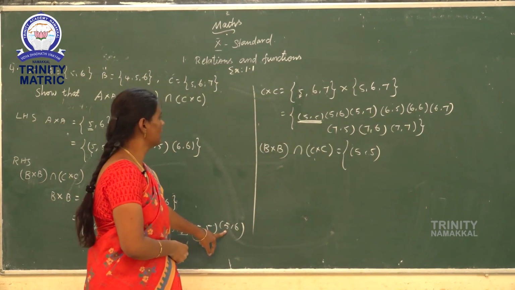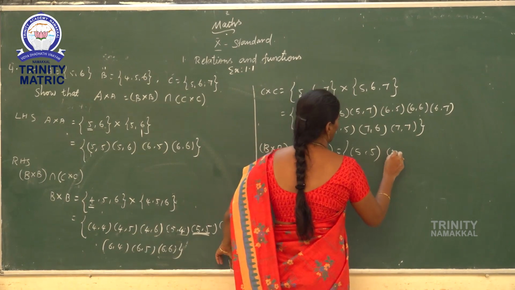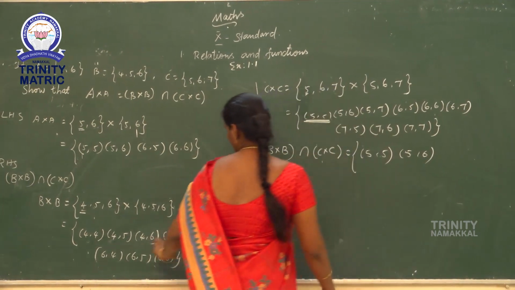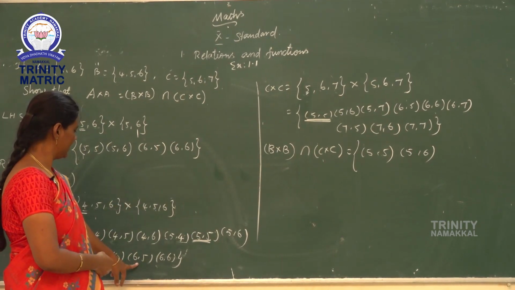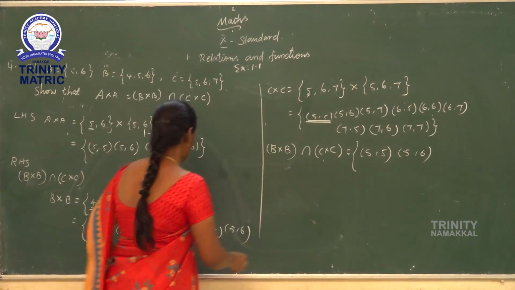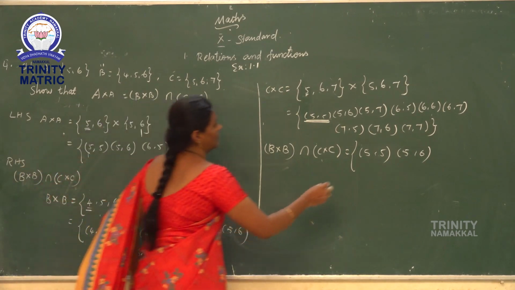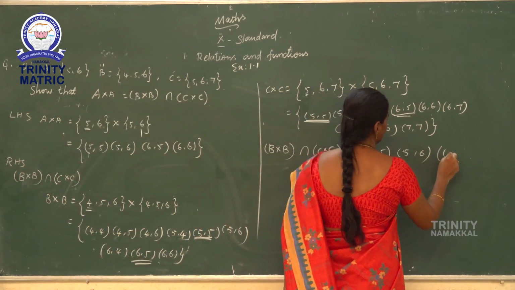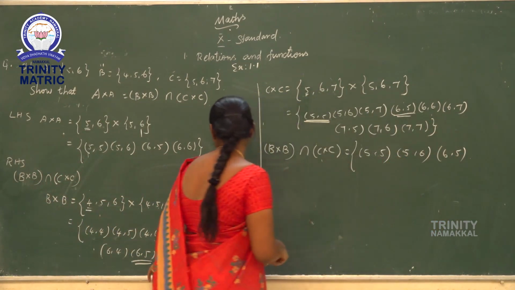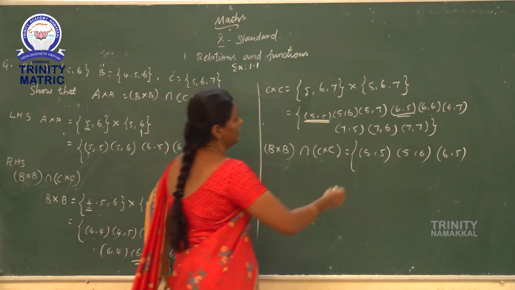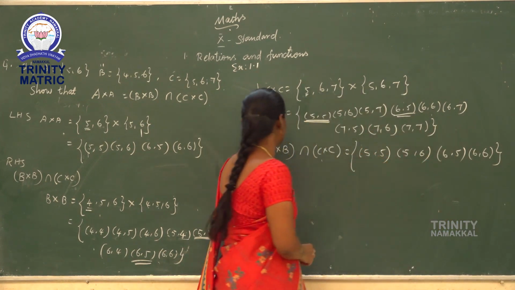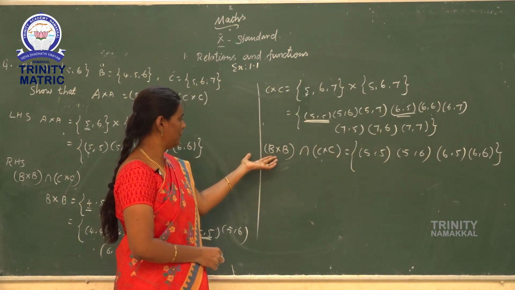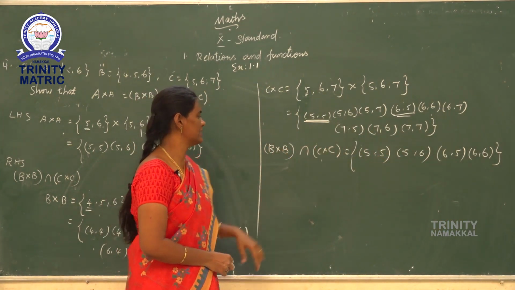Then here we have (5, 6). Here also we have (5, 6). Then (6, 4), there is no (6, 4). Here we have (6, 5), here also (6, 5), so we write (6, 5). Then here we have (6, 6), here also we have (6, 6). So these are the elements in the set B cross B intersection C cross C.